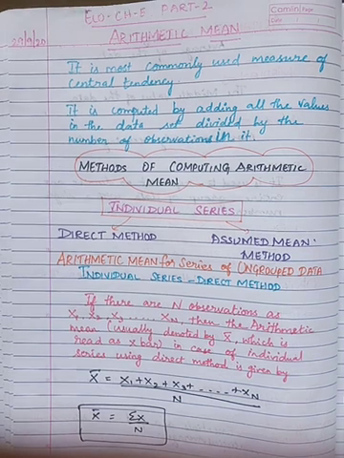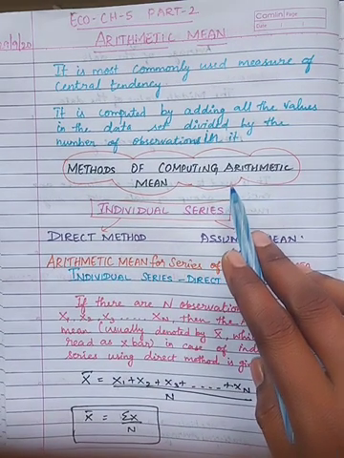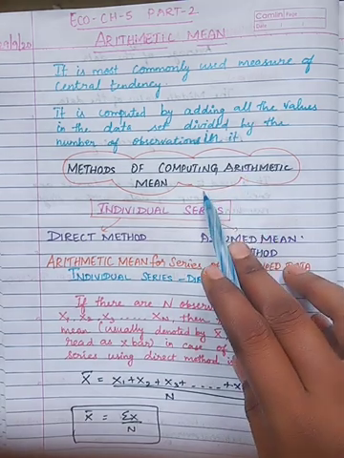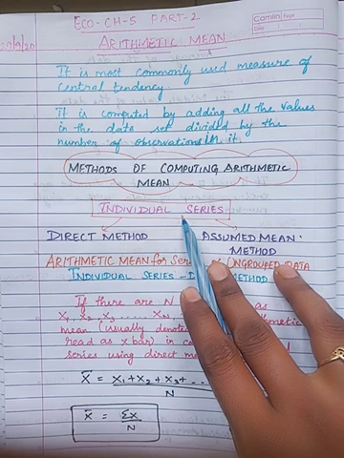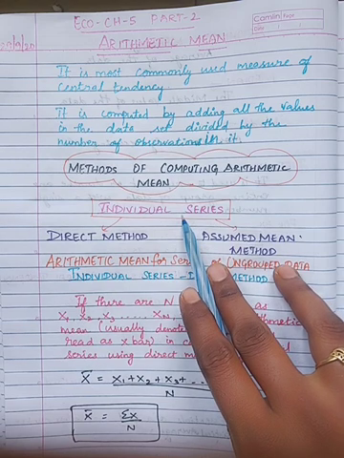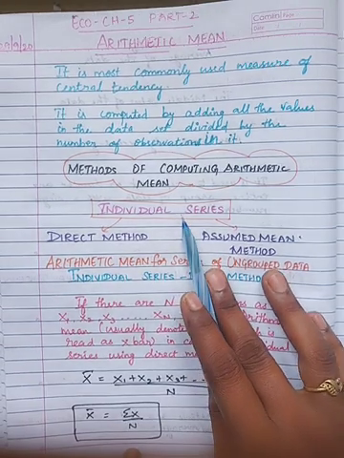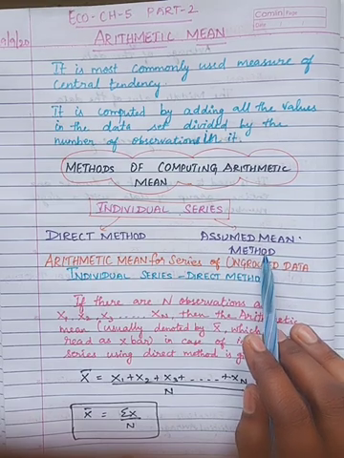Now, what are all the methods to compute arithmetic mean? Methods of computing arithmetic mean in individual series. Today we are going to discuss individual series. What is it? Individual series is categorized into the direct method and the next one is the assumed mean method.